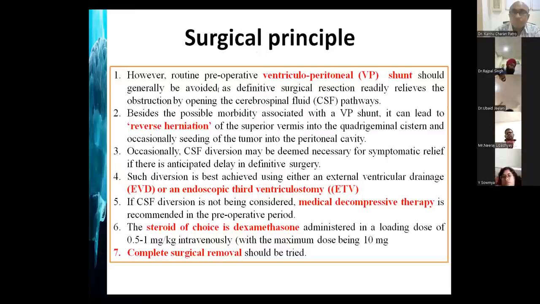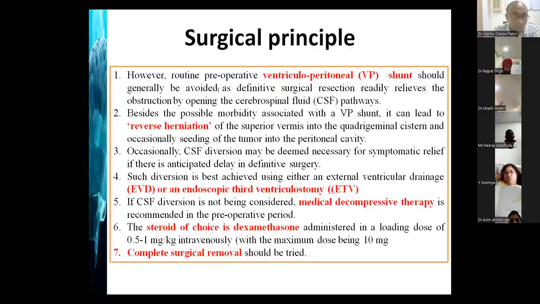Surgical principles: routine preoperative ventriculoperitoneal shunt should not be done. There is a high chance of CSF spread in the pathway, so you should not go for the VP shunt before. It also causes reverse herniation, the supracerebellar ascending into the quadrigeminal cistern. If CSF diversion is deemed necessary for symptomatic relief, you can delay definitive surgery. Best you can do is endoscopic third ventriculostomy drainage.